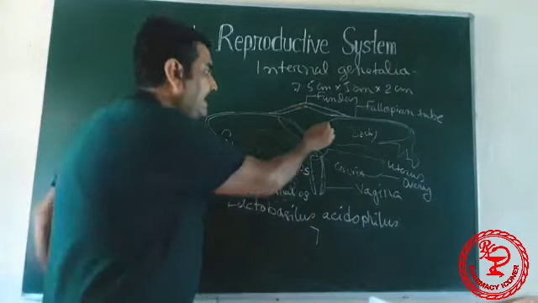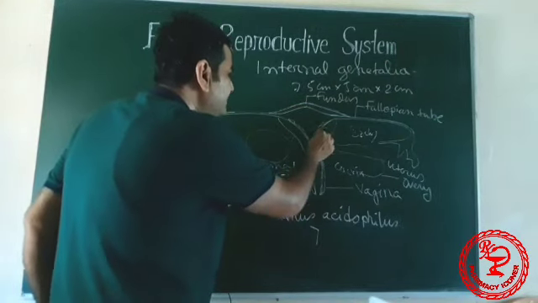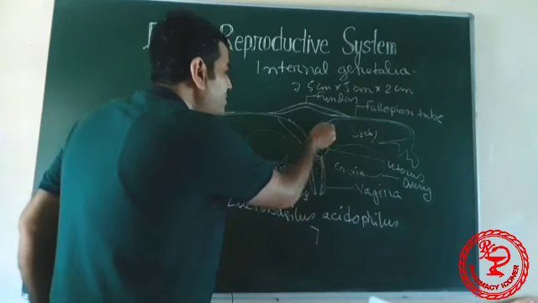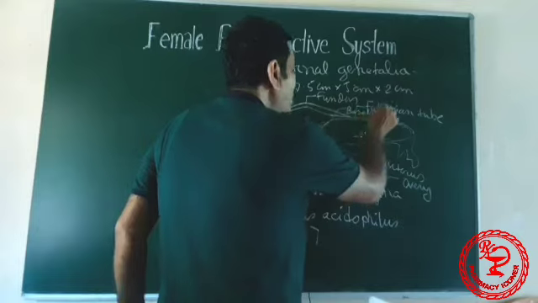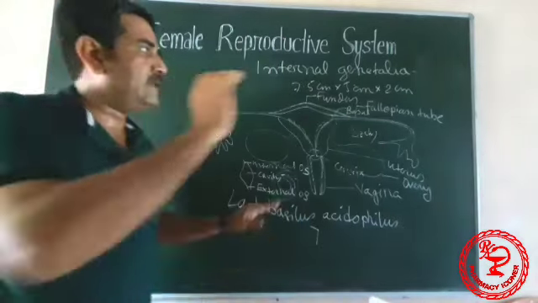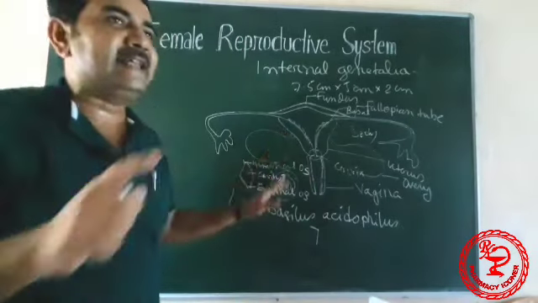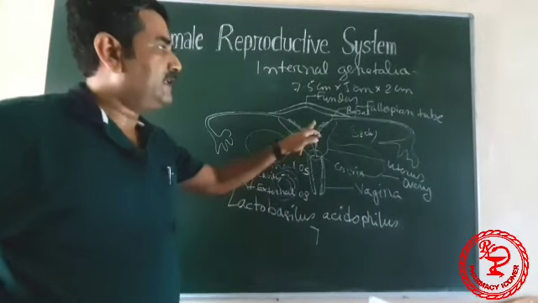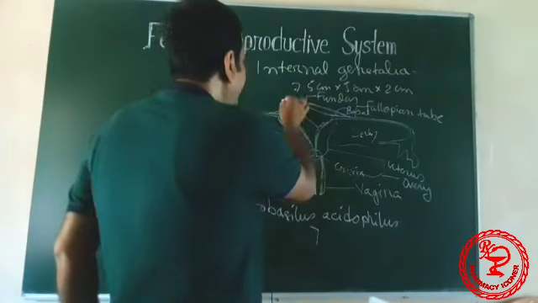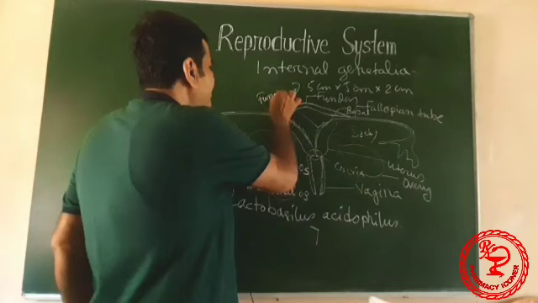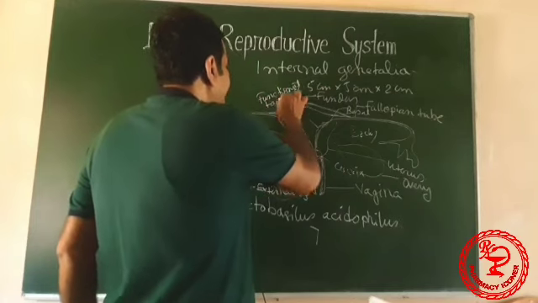So this endometrium, again it has two layers. The lowermost is the basal layer or permanent layer, and above the basal layer there is another layer which is variable in thickness according to the menstrual cycle. This is called the functional layer.